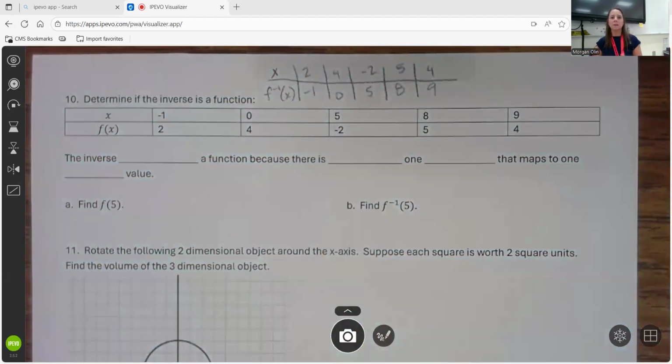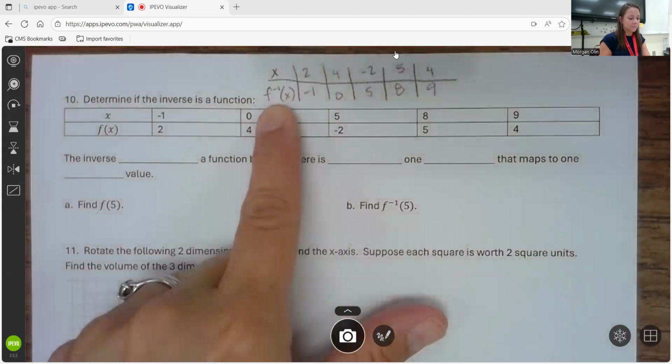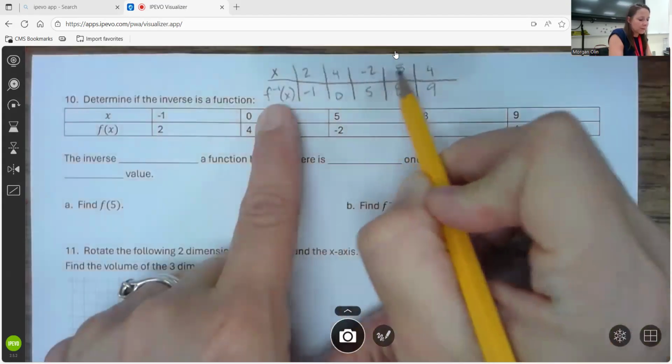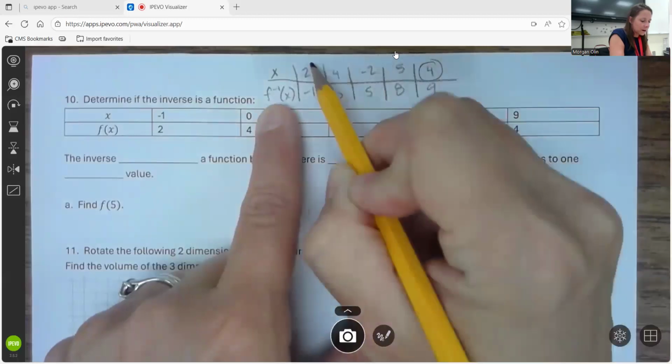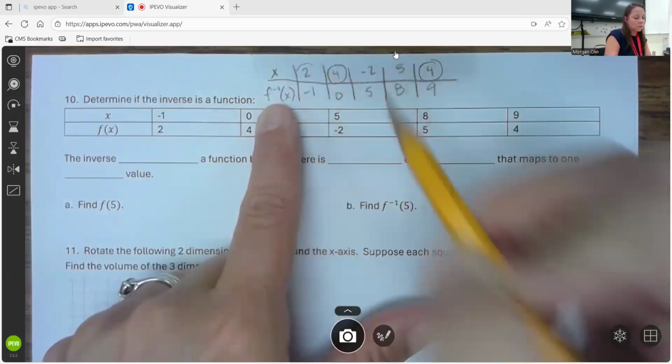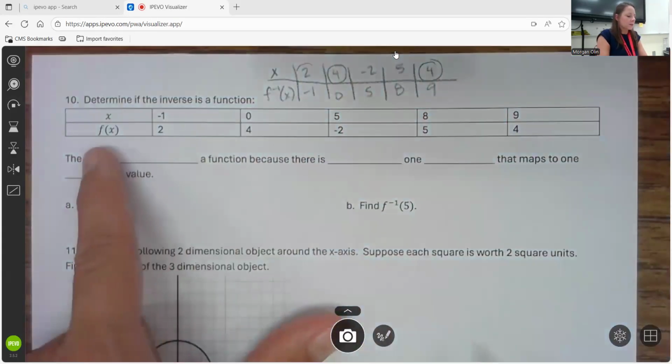Well, remember, if something's a function, x doesn't repeat. All right, so right here, this is the inverse. Is it a function? What we want to look at is our x values. Do any of our x values repeat? And it does right here. The fours repeat. The other way we could look at it is right here.